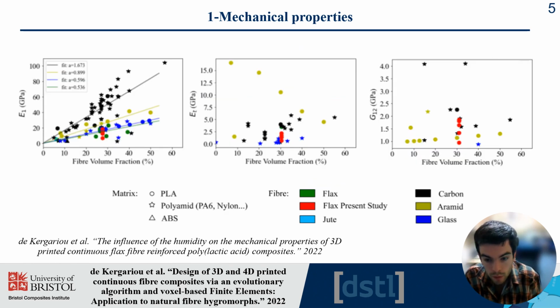In this paper we also compared the values obtained to values from the literature, especially for carbon, aramid and glass composites, and we show that in terms of longitudinal Young modulus, the stiffness of our continuous flax fiber reinforced polylactic acid is equivalent to that of continuous glass fiber composites. In terms of shear and transverse specimens, there is still work to be done in order to have comparable data, but our values are very promising in terms of reinforcing 4D printed structures.